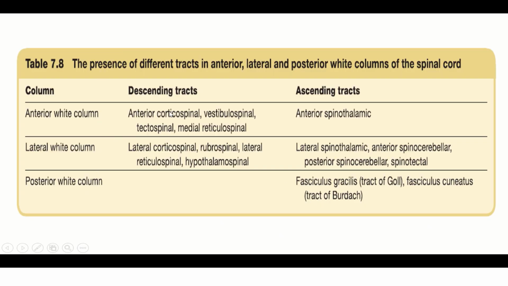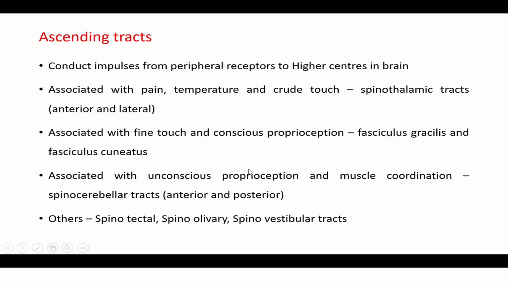Now, again, the same thing we have seen in the diagram. In the anterior white column: anterior corticospinal, vestibulospinal, tectospinal, medial reticulospinal. In the lateral white column, as seen earlier: lateral corticospinal, rubrospinal, lateral reticulospinal, and hypothalamospinal, which was not shown in the diagram. In the posterior white column, there are no descending tracts, only ascending tracts, namely the fasciculus gracilis and fasciculus cuneatus. That's why these are called the dorsal column pathway. In the lateral white column, there are anterior and posterior spinocerebellar tracts, spinotectal and lateral spinothalamic tracts, and here the anterior spinothalamic tract.